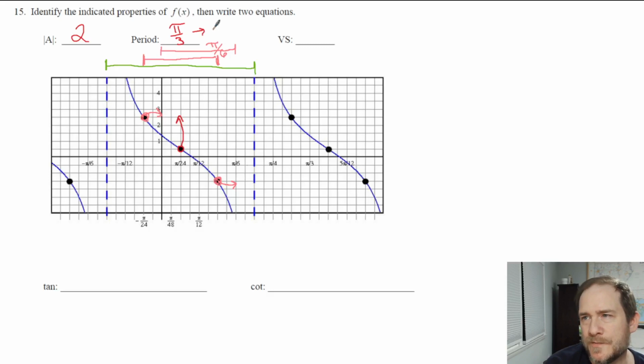And by the way, nobody asked for it, but that does imply that our b value is going to be 3, doesn't it? May as well jot that down now. All right, and then who's our vertical shift? Well, our vertical shift is just that distance up to the midline, which for us we can see is only half of a unit.